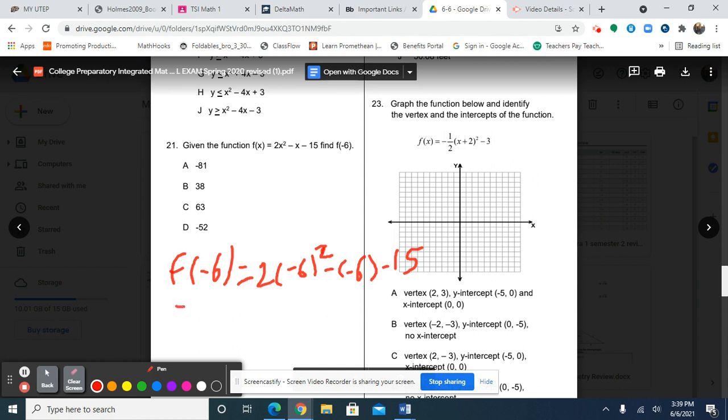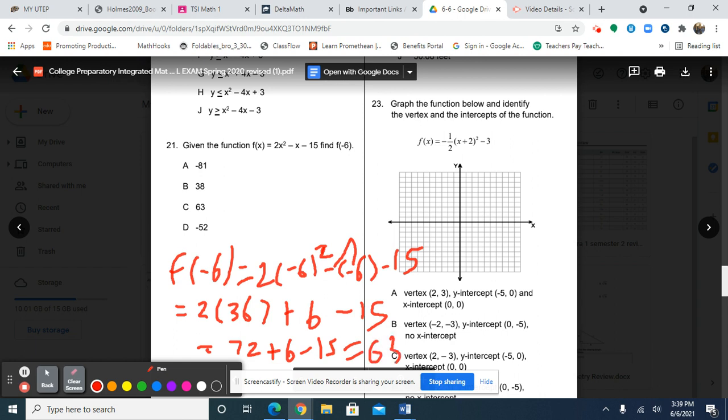So the first thing we want to do is square negative 6. That's negative 6 times negative 6, which is 36. And we can simplify this: negative and negative becomes a positive, so that's plus 6. Now 2 times 36 is 72. And now we're going to do those last operations, 72 plus 6 minus 15, which becomes 63. So the answer is C.